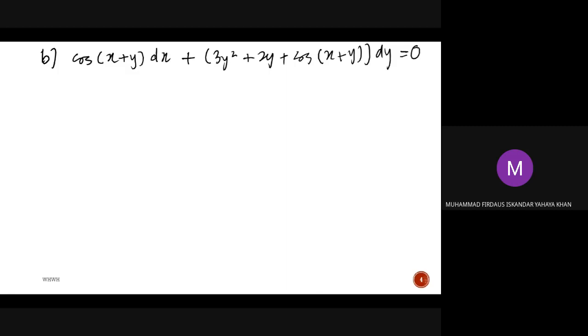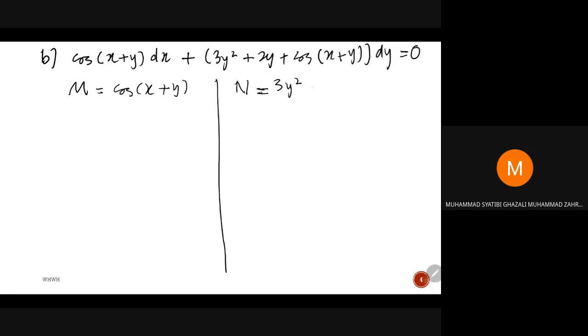Okay, so what is M? Syati B, what is M? M is cos(x plus y), Doctor. Yes, correct. Cos(x plus y). What is N, Syati B? If M is cos(x plus y), then N is 3y squared plus 2y plus cos(x plus y). Alright, thank you.